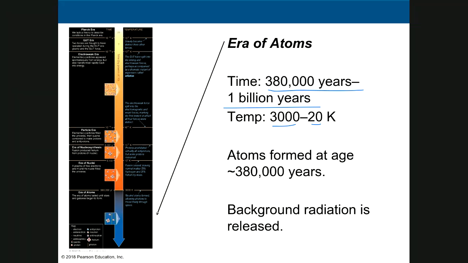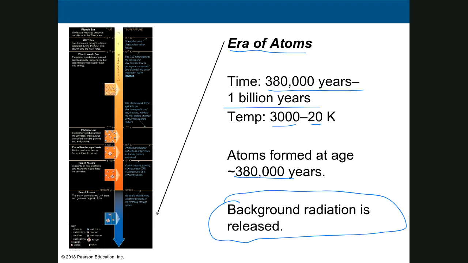Atoms formed at about the age of 380,000 years, and that takes us to our baby picture of the universe. That is when the background radiation is released. The background radiation is one of the single most important discoveries of the 20th century. It very quickly won a Nobel Prize, but we'll talk about that in a minute. It gives us almost entirely our experimental information of this era of atoms, and many experiments have been made to more precisely measure the CMB and to measure it at different scales.